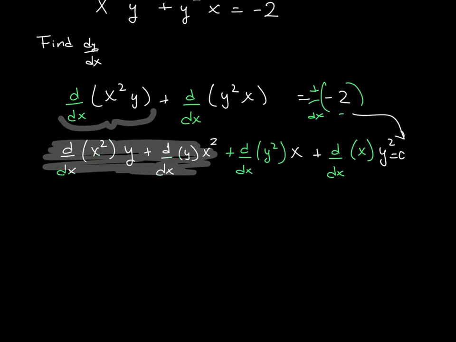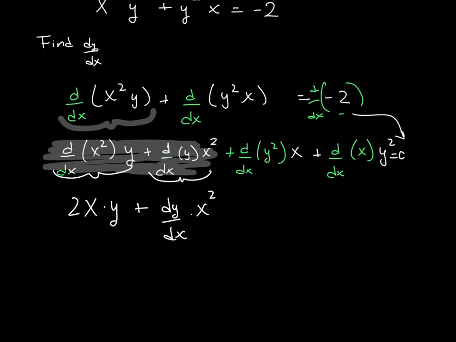So let's go ahead and do the differentiation. The derivative with respect to x of x squared just leaves us with 2x times the y. I add that to my second term, which is the derivative with respect to x of y, so that leaves me with dy/dx times x squared.